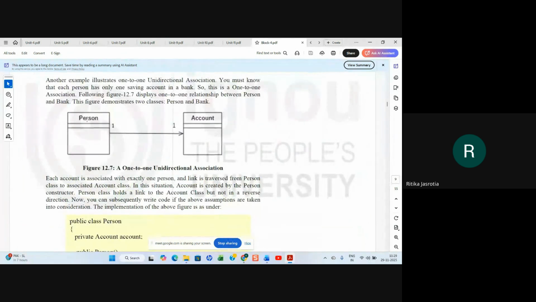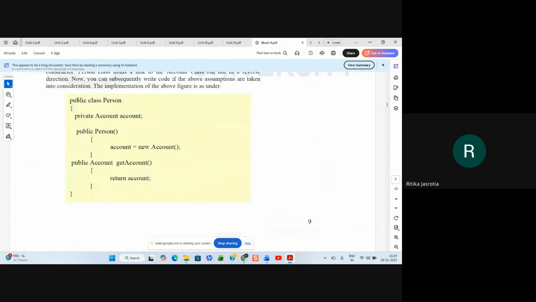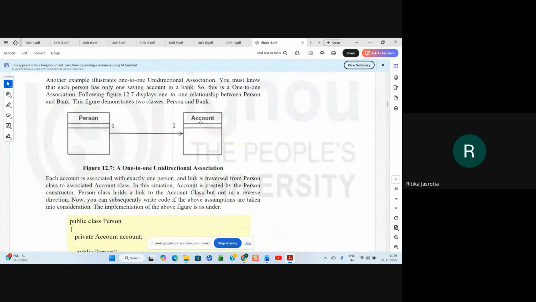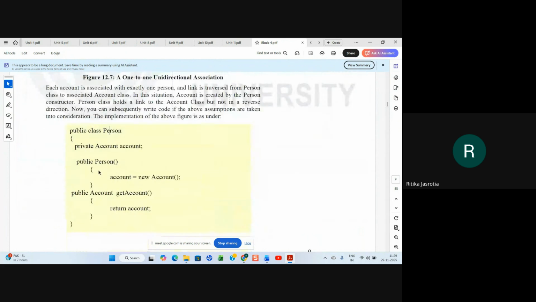Here is another example they are giving: person and account. One person will have one account, and it is unidirectional. Account will not have person; person will have an account. So there is one-way direction. Here a class Person is created and a private Account variable is created like this, an object for the Account class inside the Person class. This is a constructor where account will be equal to new Account. That means it is creating an object, account equal to new Account, right?